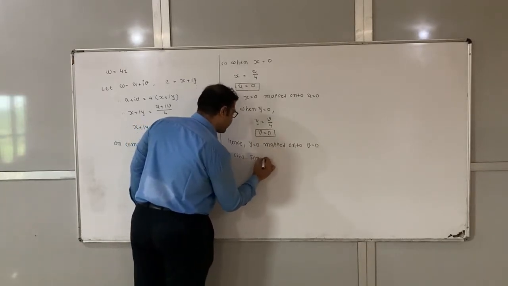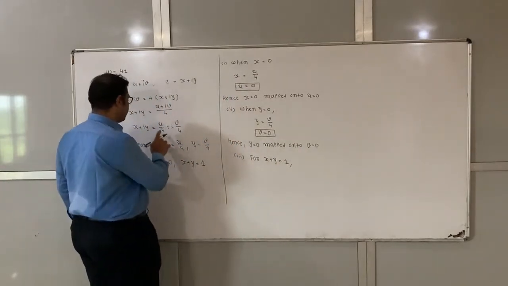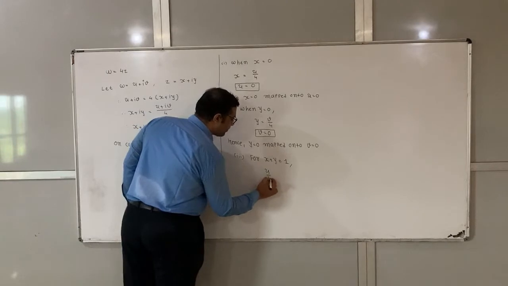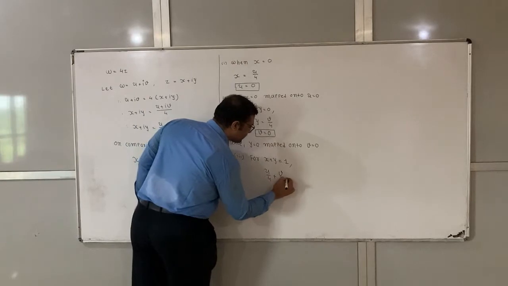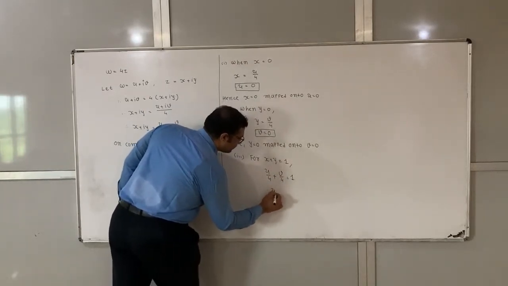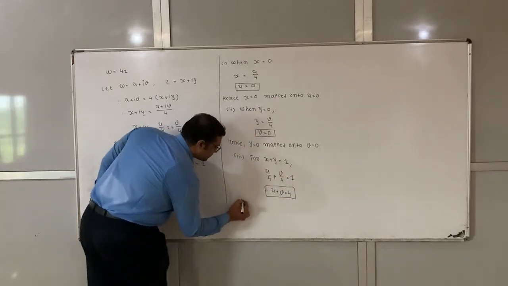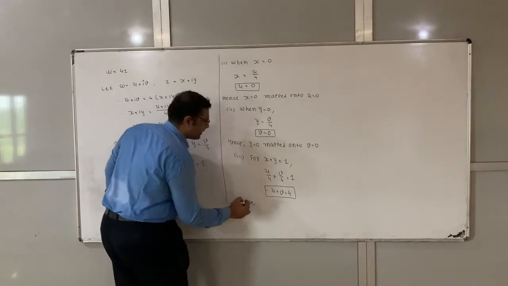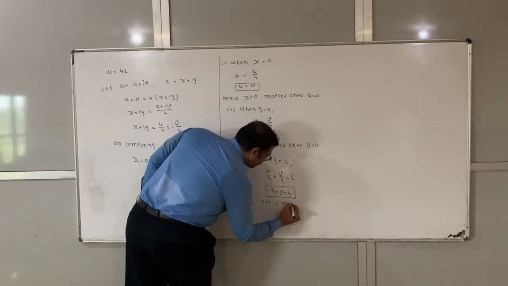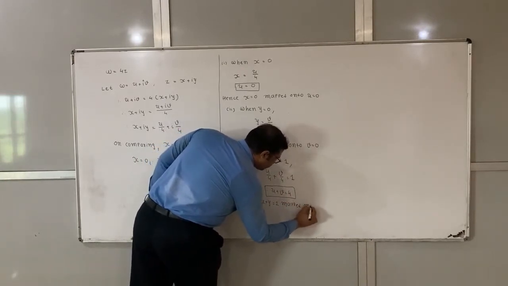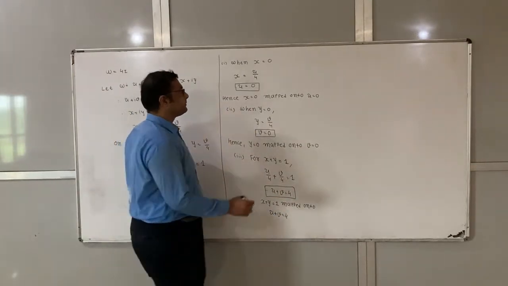And the third equation is x plus y is equal to 1. Now x is equal to u upon 4, and y is equal to v upon 4, so u upon 4 plus v upon 4 is equal to 1. So we can say that u plus v is equal to 4. Hence x plus y is equal to 1 maps onto u plus v is equal to 4.